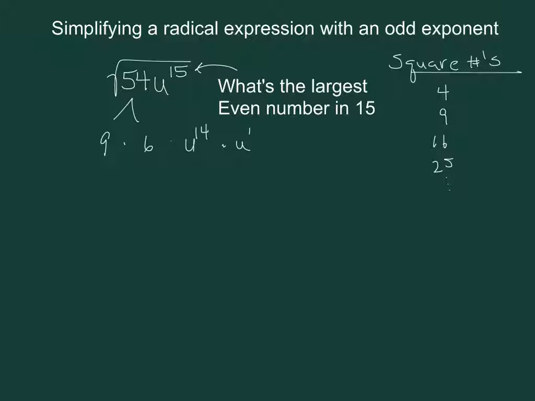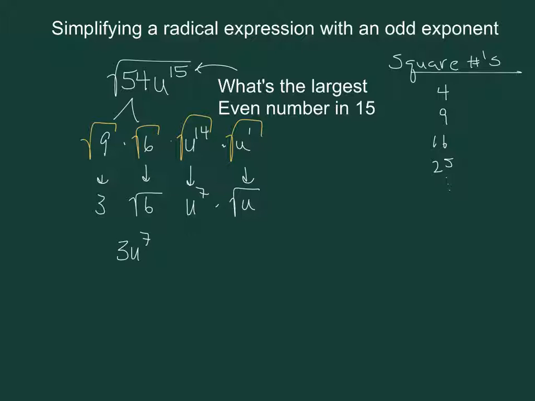Now that we've been able to break this apart, the next thing we're going to do is put a square root over each term. The square root of 9 is 3. The square root of 6 is simply the square root of 6. The square root of u to the 14th is u to the 7th, and I'll explain that in a minute. And this one is just the square root of u. At this point, we pull both of the non-square root items to the front and put the other two square root items on the back end, and this is our answer.